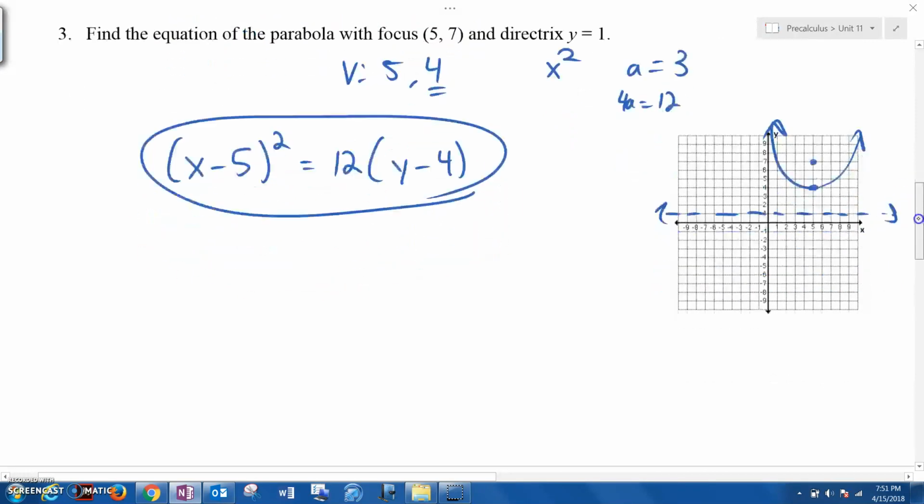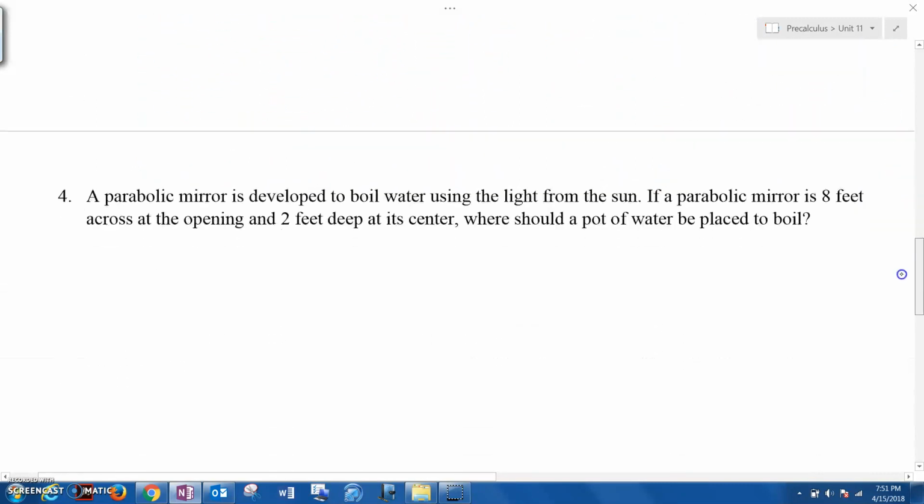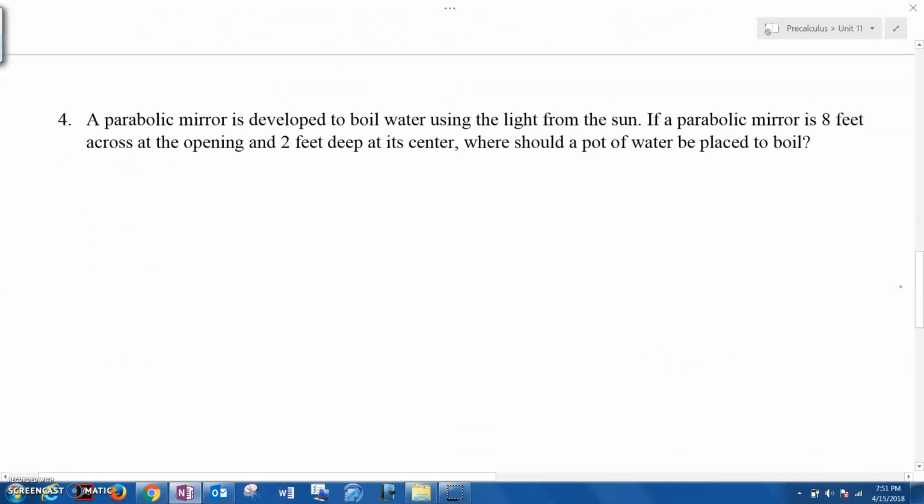Alright, let's move on. Now we're going to do 2 word problems. First thing you have to note is we have a parabolic mirror. It's developed to boil water using the light from the sun. If the parabolic mirror is 8 feet across at the opening and 2 feet deep at its center, where should a pot of water be placed to boil?